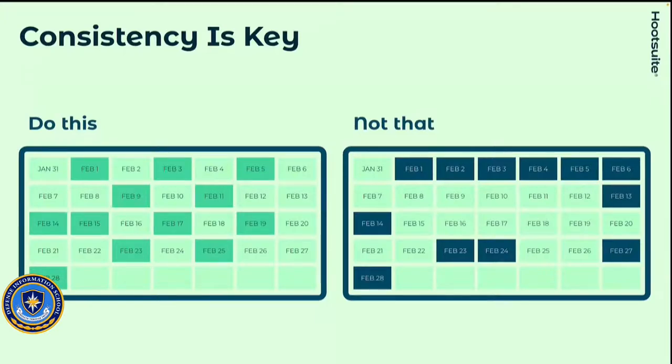So if you're creating content on the fly, it might be a little bit harder to consistently hit that example on the left. But by building out that content calendar and getting ahead of some of the content that you want to share, it will be easier to continue building into that consistency piece there.